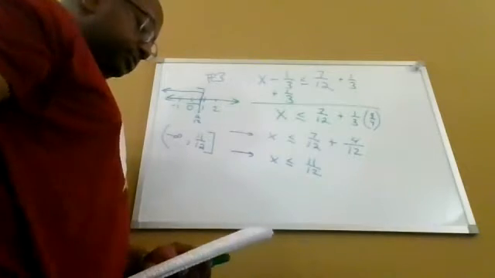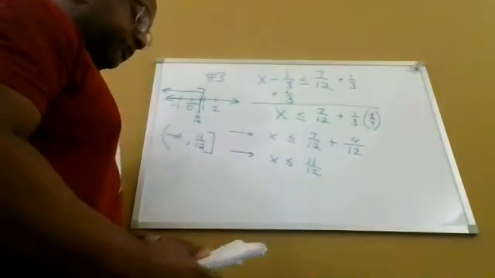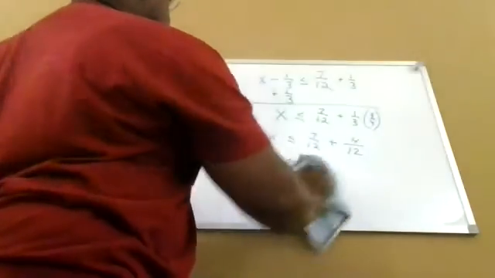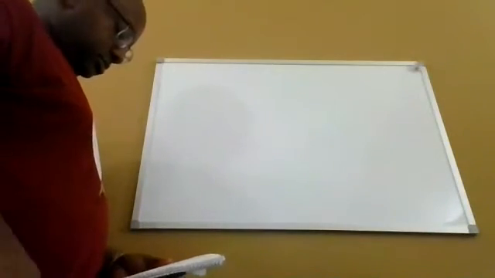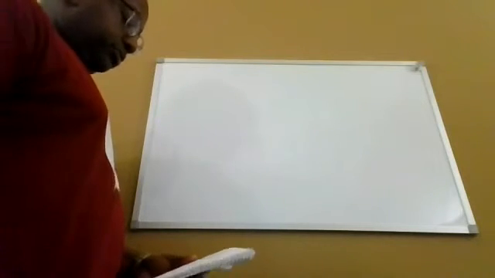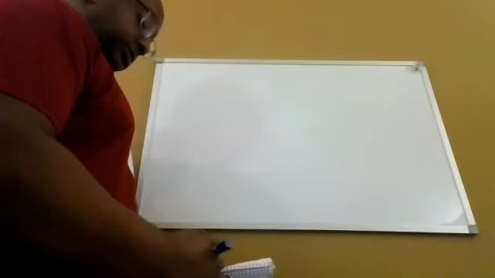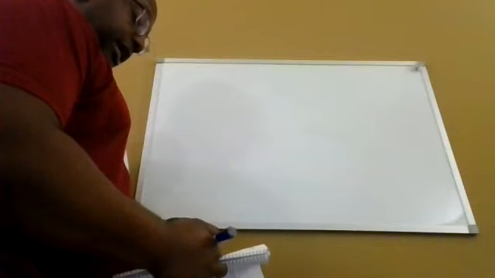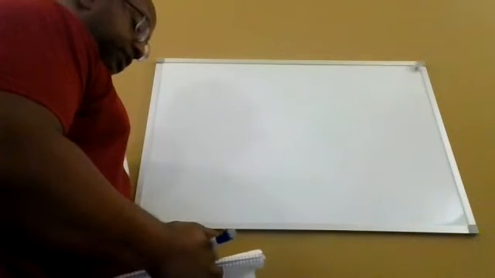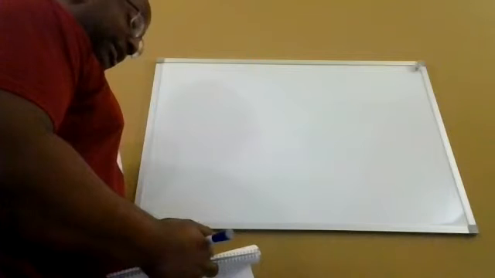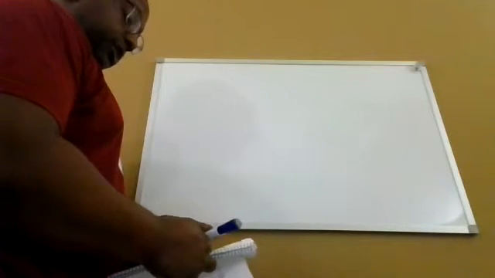Okay, moving next to problem number 4. Problem number 4 is x minus 3/5 is greater than or equal to 7/8. Again, we're going to solve this for x and then graph our answer on a number line and then write that answer in interval notation.